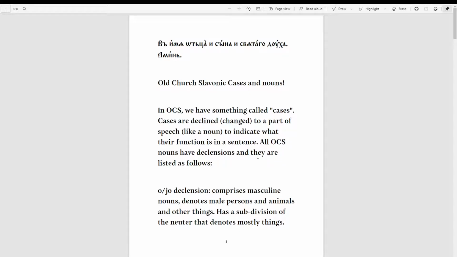And there are endings that are put onto these words, and to tell them what exactly the function of this specific word is within the sentence. And therefore, Old Church Slavonic doesn't have a set sentence structure like English does. It can be arranged in any order, and it still makes sense.